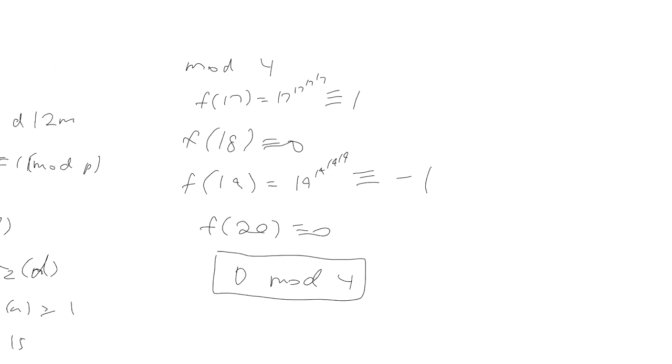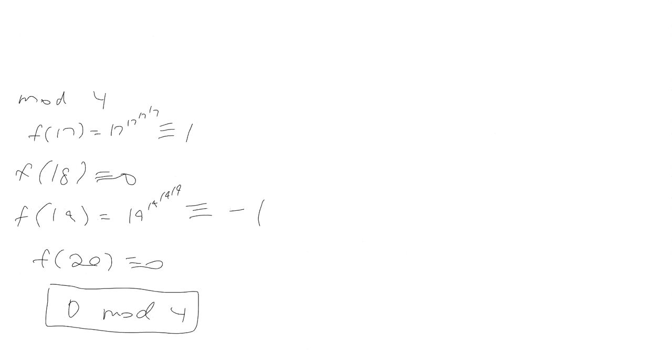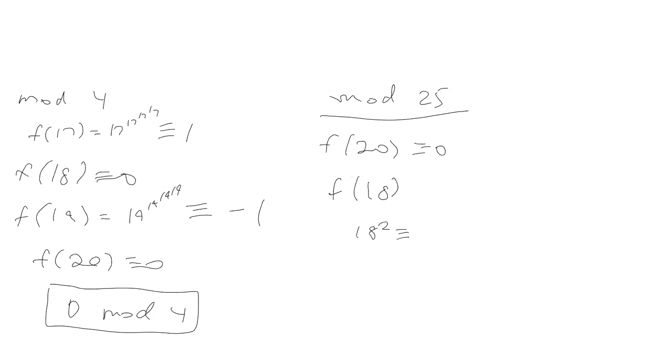And now we consider mod 25. So mod 25 is a lot more complicated. So start off because F20 is again 0 since 20 is a multiple of 5. So that's just 0. And then for F18, 18 squared is 324, which is negative 1. So 18 to the 4th power is 1 mod 25. And again, 18 has an even exponent, so this is just 1.